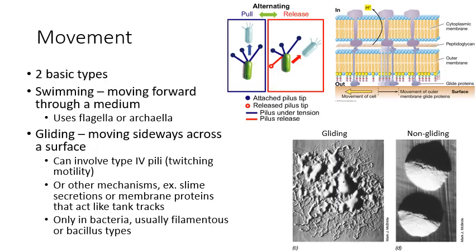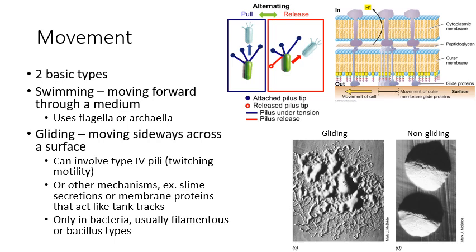So now we'll cover prokaryotic movement. You have two basic types of movement for prokaryotic cells, swimming and gliding. Swimming we kind of already talked about. Swimming would be, well, like swimming, moving through a liquid medium, so like water. In order to swim, you have to have a flagellum or an archaellum, and that thing is just going to spin around and propel you through the liquid, almost like a boat rotor would do.